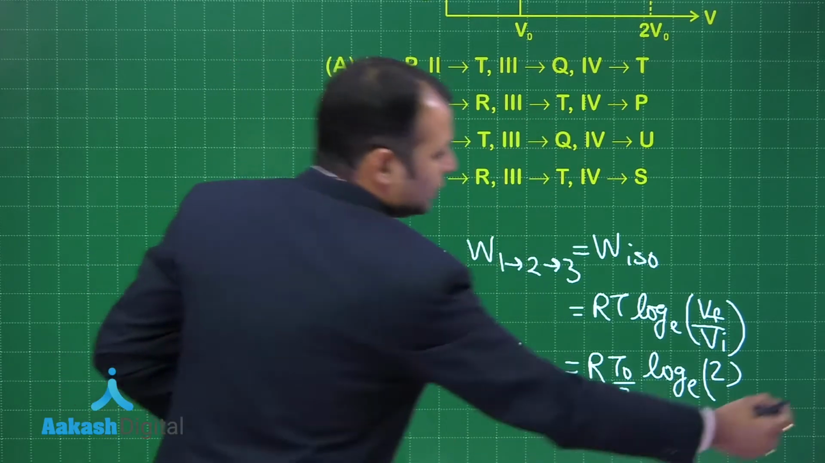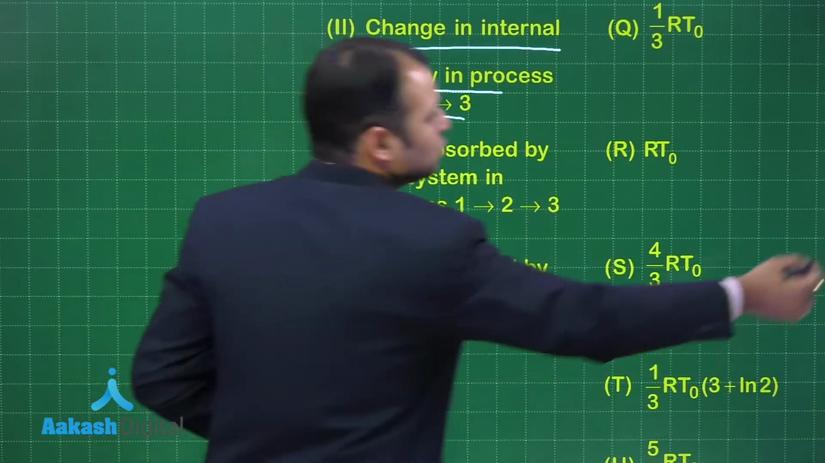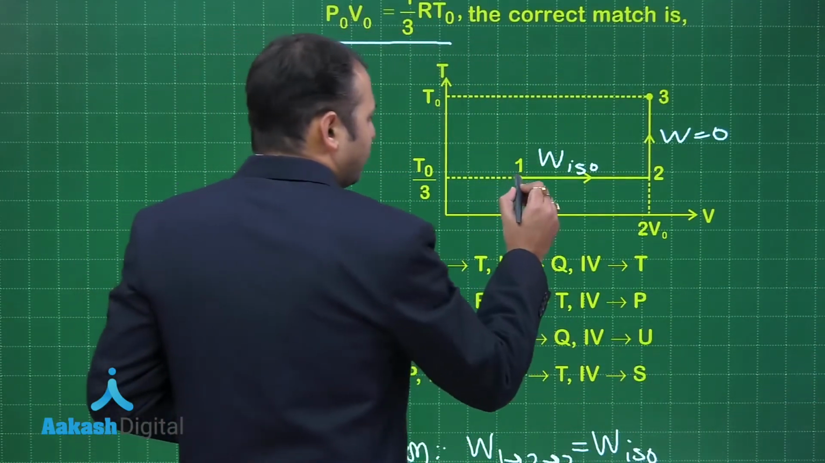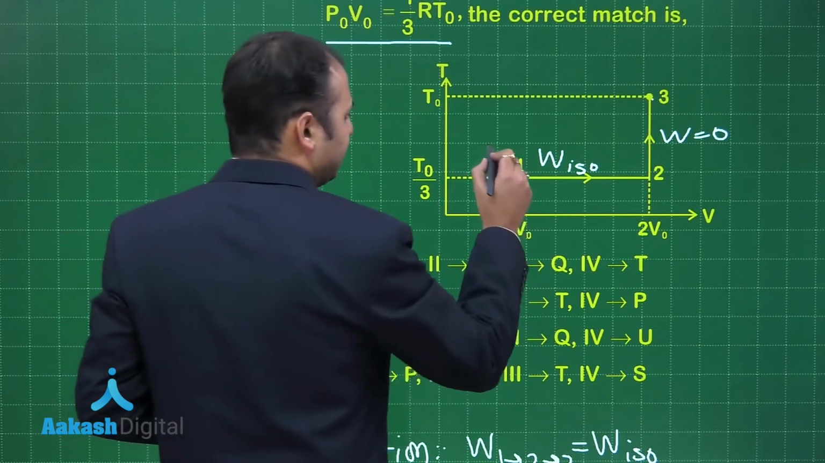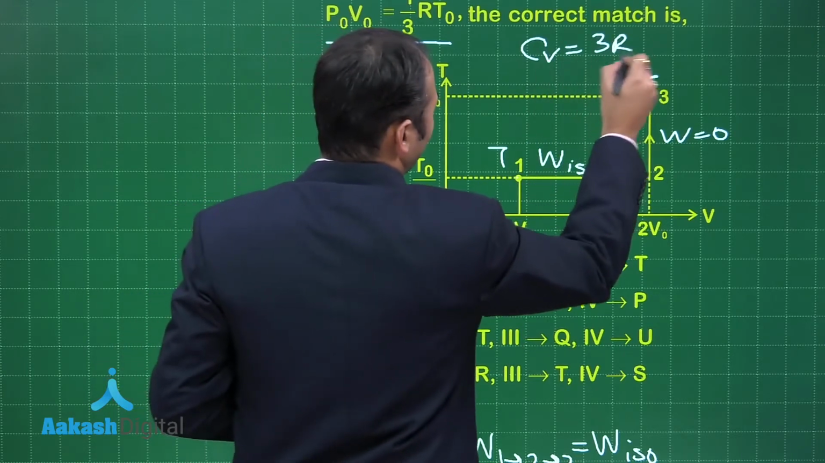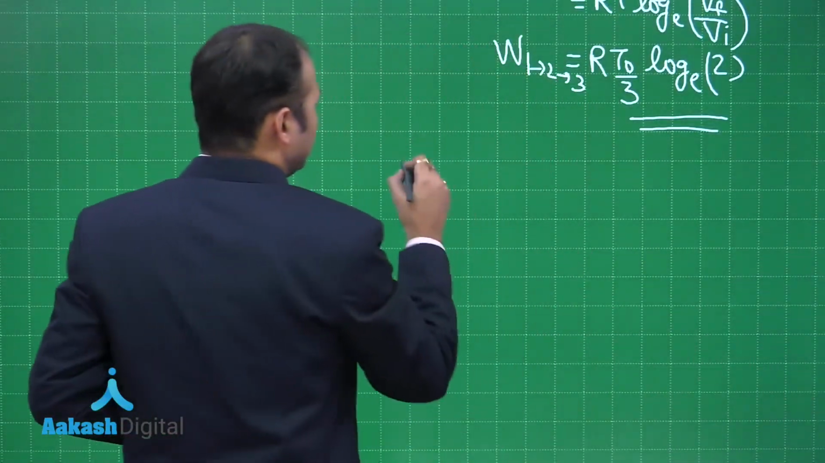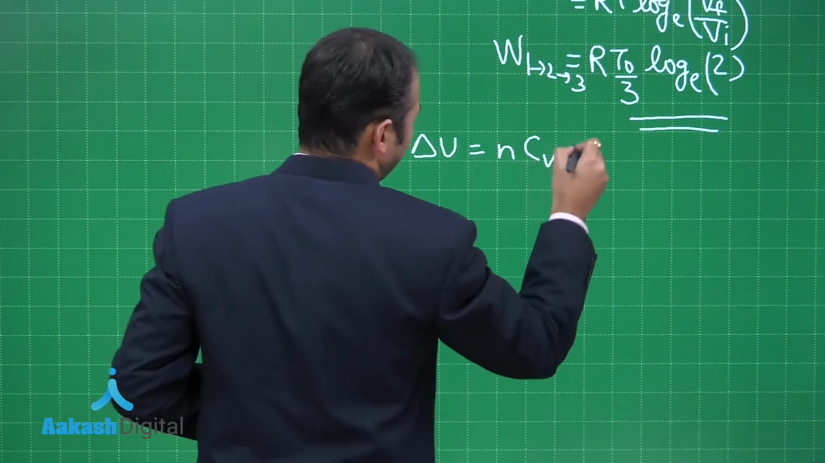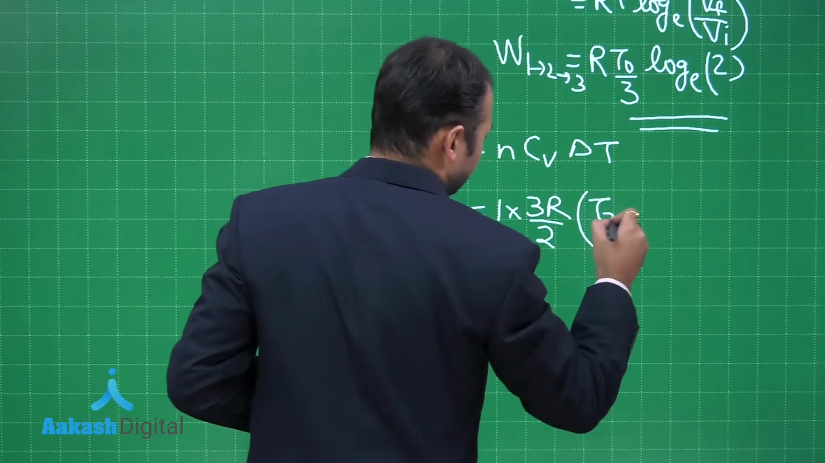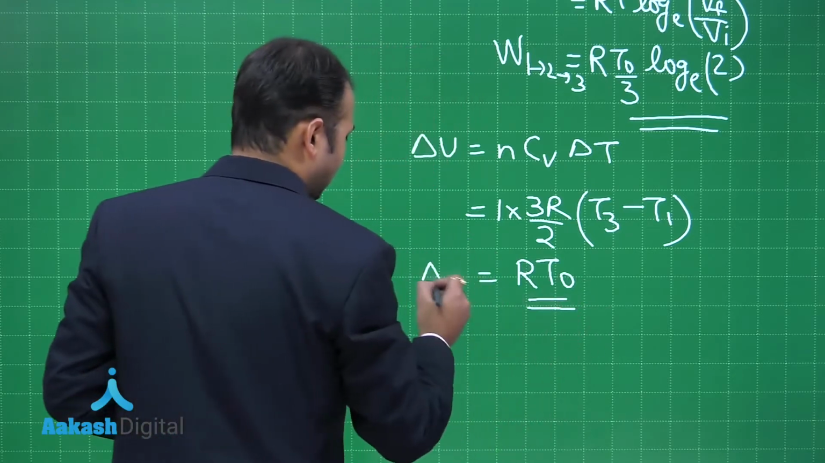Now the next demand would be the change in internal energy in the same process of 1, 2, 3. When you see the graph, change in internal energy from here to here, you can find this is the temperature T1 which is given to us, this is T3 given to us, and this is a monoatomic gas, so CV would be 3R by 2. What is the number of moles? That is n equals 1. So directly delta U can be found. Delta U is n CV delta T, so this is 1 into 3R by 2 into T3 minus T1. Solving this, you will get R T naught. This is delta U for us.